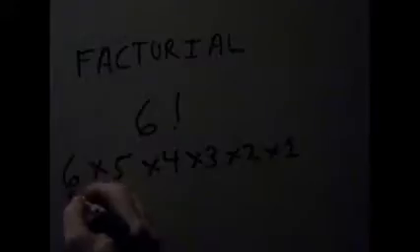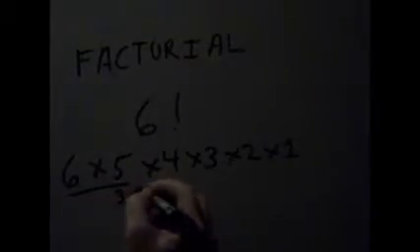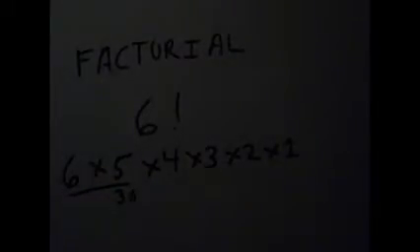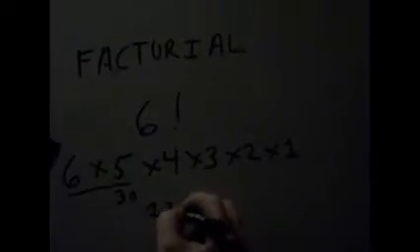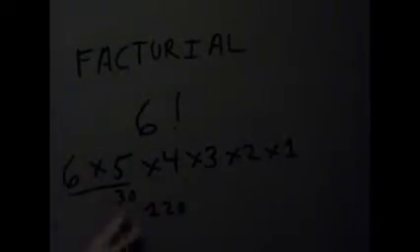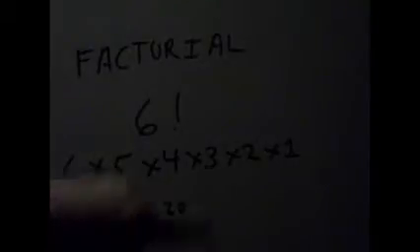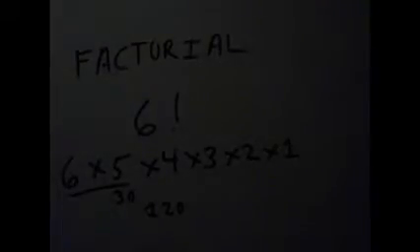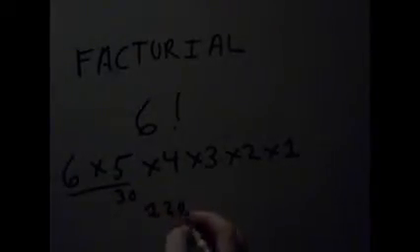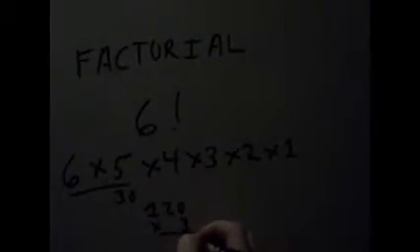Now, what's 6 times 5? Well, that's going to be 30. 30 times 4 is 120. What's 120 times 3? Well, let's see. 120 times 2 is 240. So, let's just do this. 120, let's do it the old-fashioned way. How about this? 3 times 0 is 0. 3 times 2 is 6. So it's going to be 360.